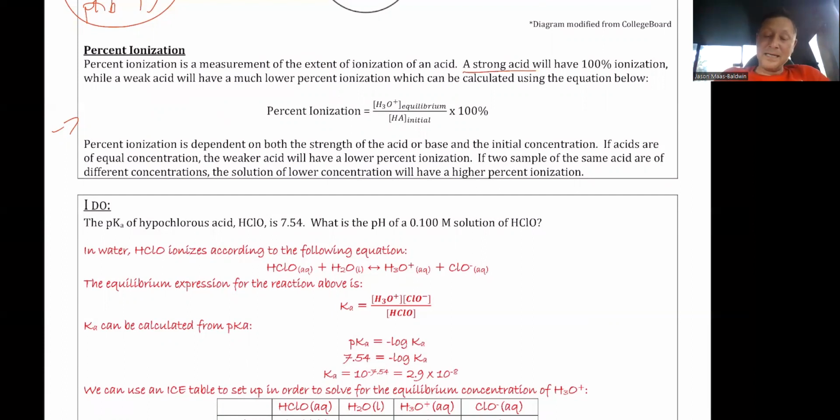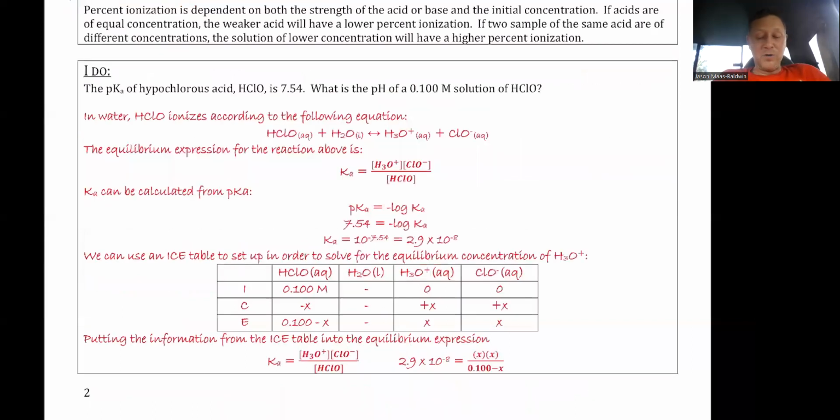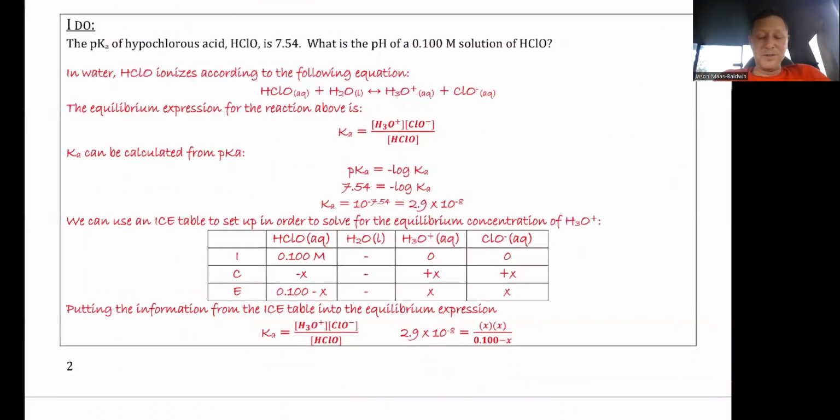And so a strong acid has 100% ionization, and a weak acid has a lower percent ionization. The way we express percent ionization is it's equal to the H3O+ concentration after the acid has dissociated over the initial concentration of the acid, where the acid is HA, times 100%. Okay, so how do we do these equations then?